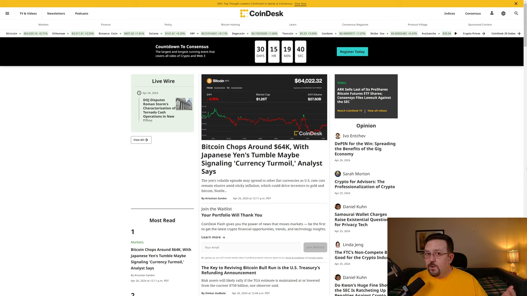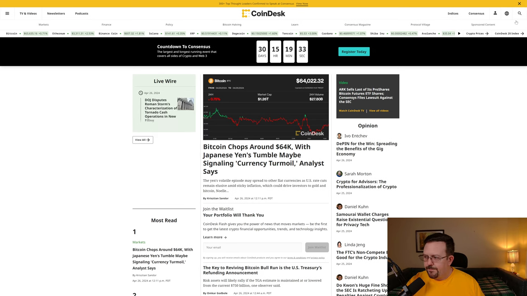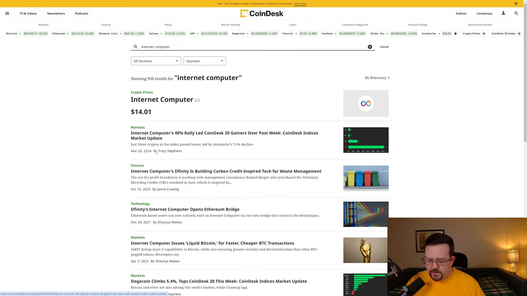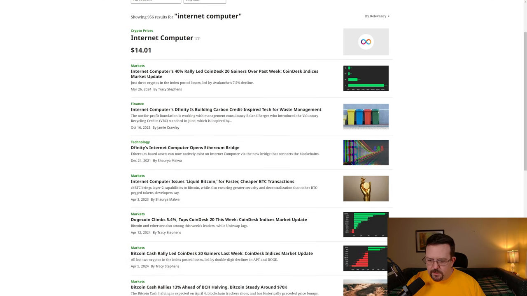But let's just check out Coindesk's website, right? If we go up to the search here at the top right and click on the magnifying glass for search, and then in here, if we search for Internet Computer, we'll see that here's an article from 2024 talking about price action. Here is an article, which I went through. This is actually an article about Definity, which is the foundation behind Internet Computer and the development team which built and is continuing to build Internet Computer.